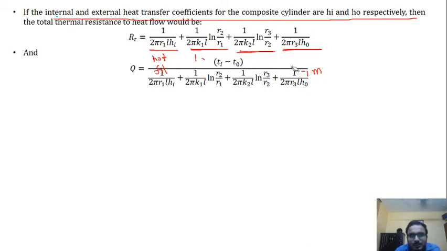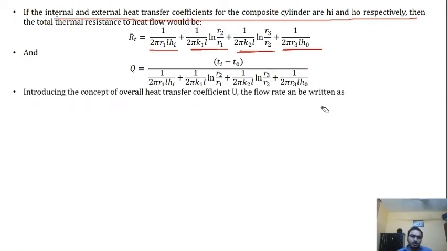So here the value of heat flow rate Q is given by the temperature difference delta T divided by the total resistance. Now we will introduce the concept of overall heat transfer coefficient U for this case. So here the value of Q is equal to UA (Ti minus To).